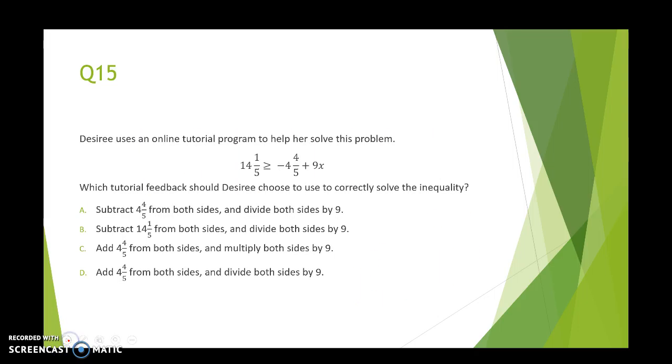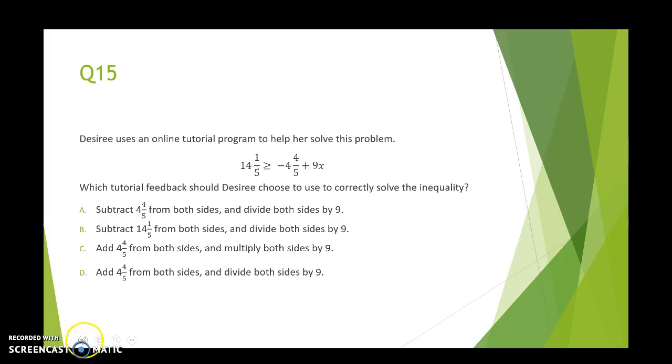Okay, now on to the last one, number 15. Desiree uses an online tutorial program to help her solve this problem. So 14 1/5 is greater than or equal to negative 4 4/5 plus 9x. Okay, so don't get intimidated. This is just a process problem. It says, which tutorial feedback should Desiree choose to use to correctly solve the inequality?